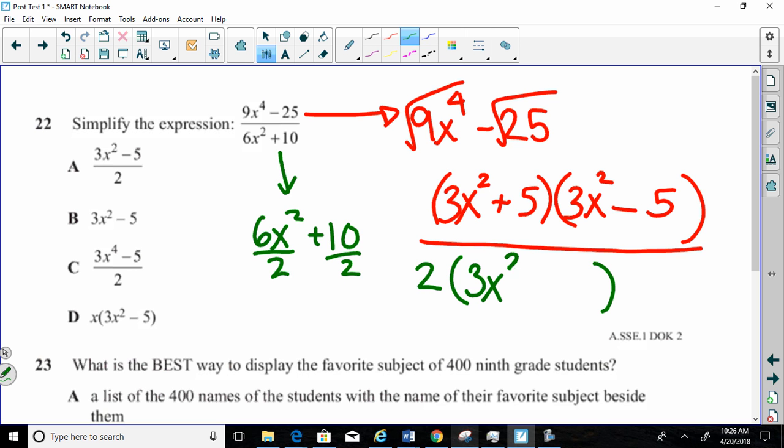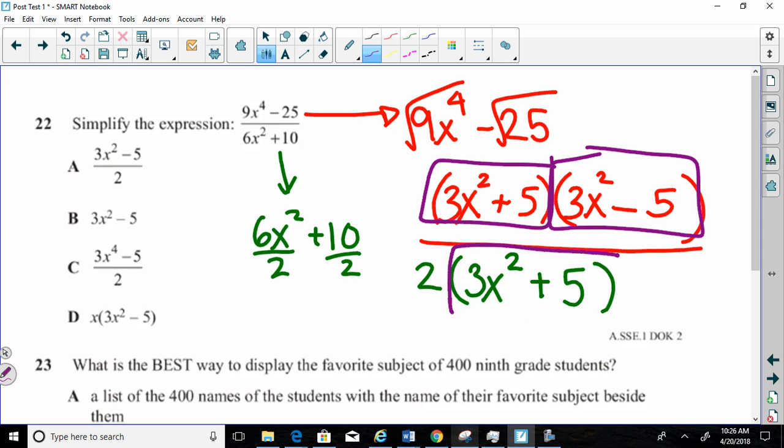3x squared plus 5. Beautiful. Now remember, each of these things are each like a letter basically, right? So I can only cross something out if it's exact, they're all being multiplied, and the same thing on the numerator is on the denominator. Which one could I cross out? 3x plus 5 can cross out. And so what's your answer? 3x squared minus 5.